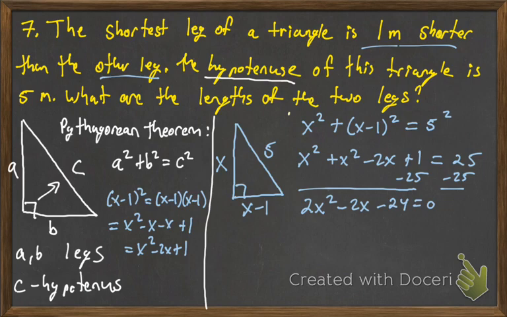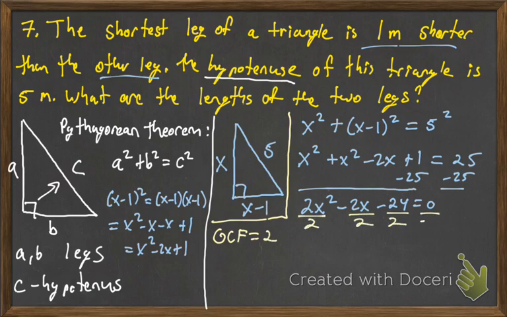Now, we'll want to factor this, but what I notice is all my coefficients are even, the coefficients being 2, negative 2, and negative 24. So I can divide by 2, and that is my GCF. And why I would want to do that is it makes the numbers smaller, it makes the problem a little easier. So you get x squared minus x minus 12 equals 0.